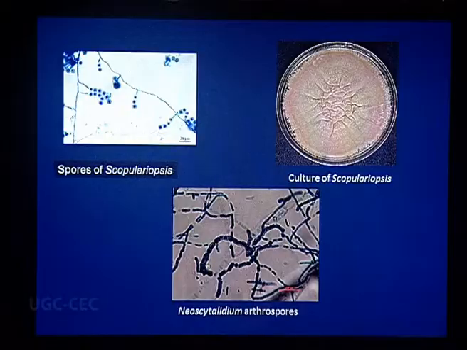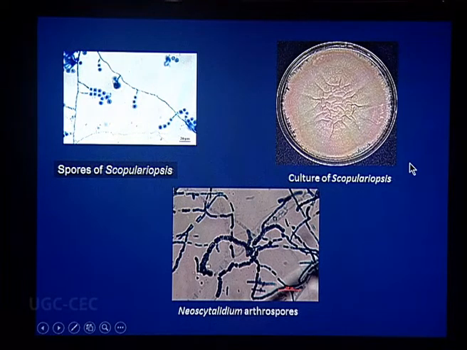Or it can be caused by Trichophyton sudanensis, sudanensis meaning maybe it was reported in Africa, Sudan. It can also be caused by another atypical fungus showing chain of spores called Scopulariopsis. Scopulariopsis can be grown in this culture, or it can also be brought about by Neoscytalidium. These are arthrospores because they are produced in chains.